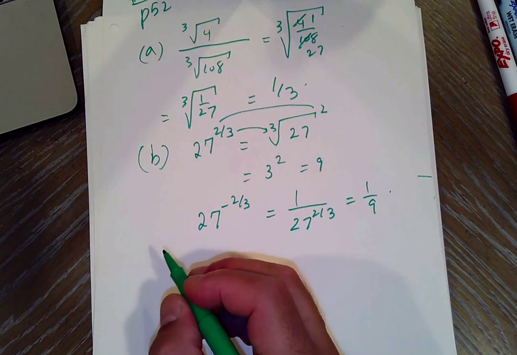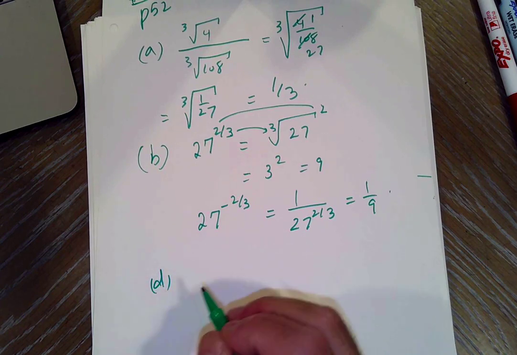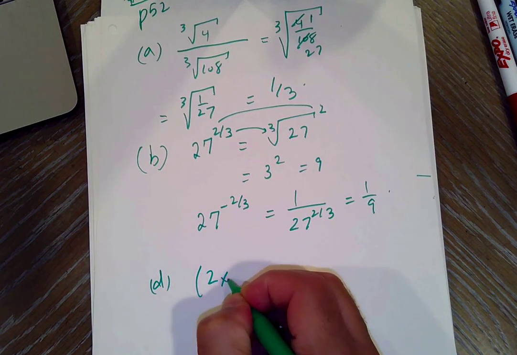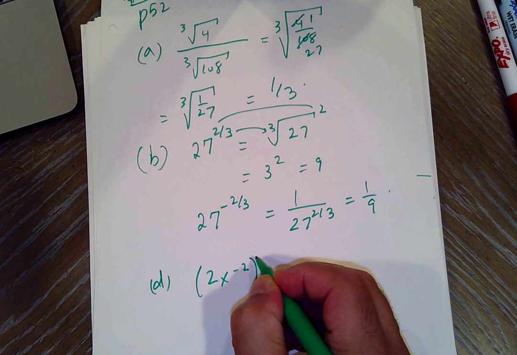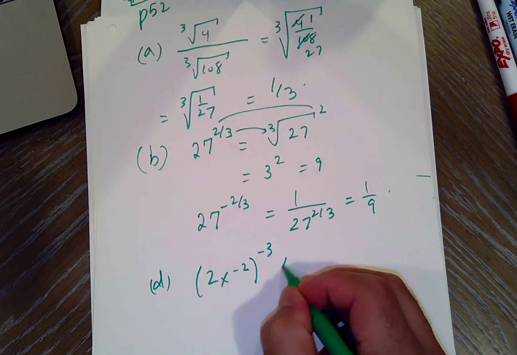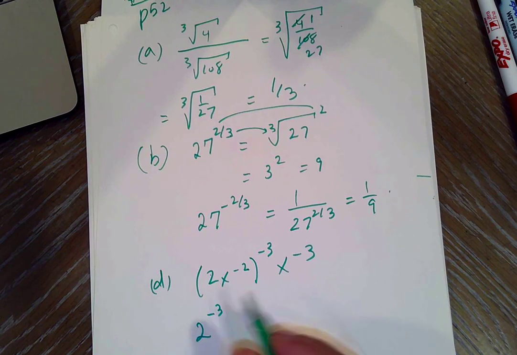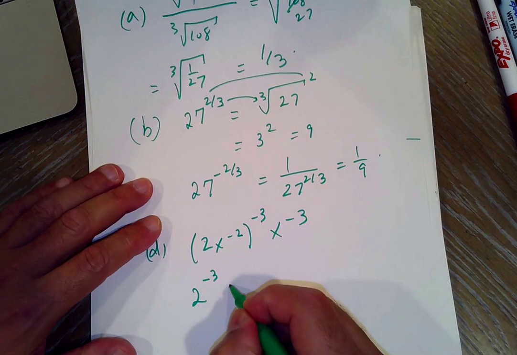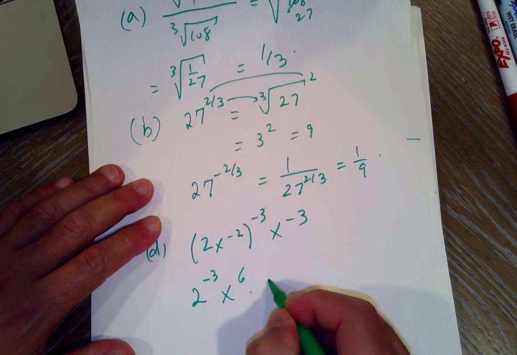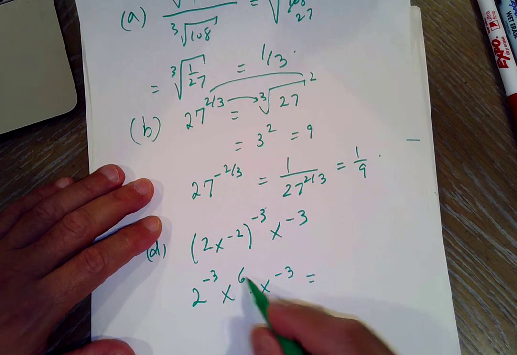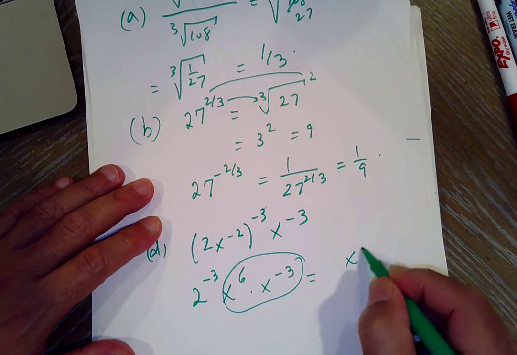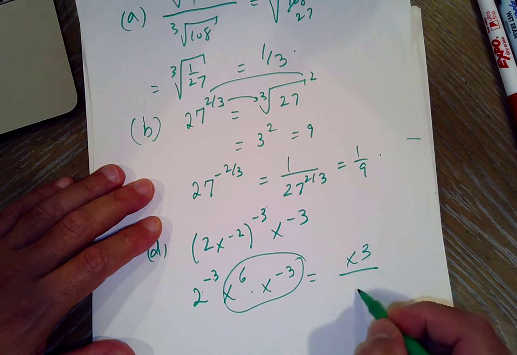And if you look at D, I'm skipping C, 2x to the negative 2, also to the negative 3, x to the negative 3. You distribute the exponent, so it's 2 to the negative 3, x to the 6, and then x to the negative 3, which is x cubed. If you add the exponents, and 2 to the negative 3 is 1/8.